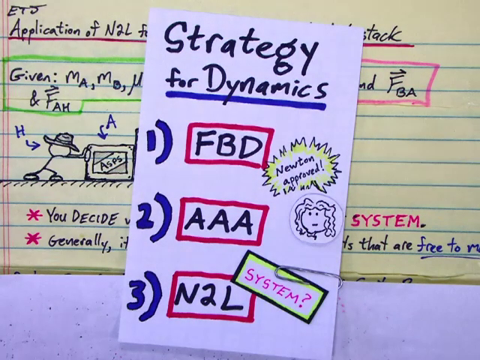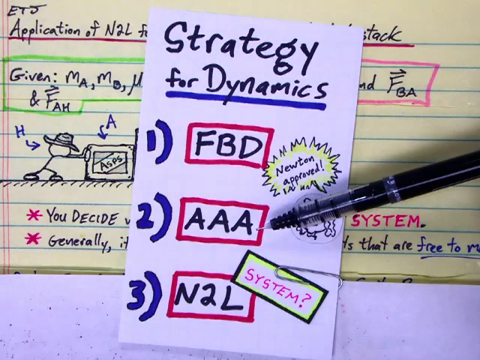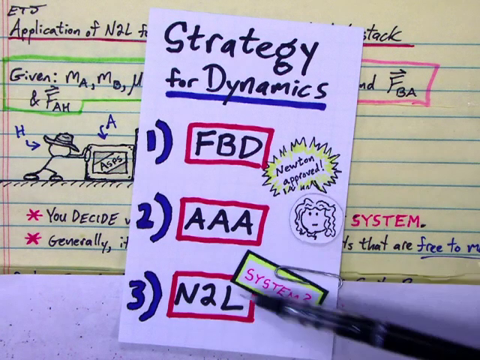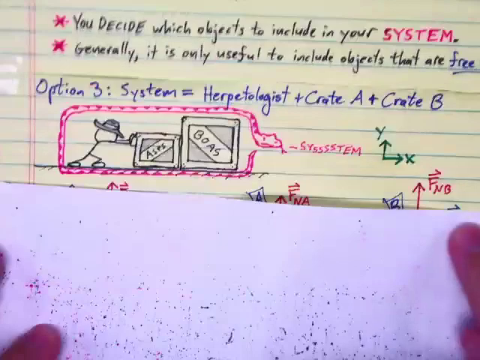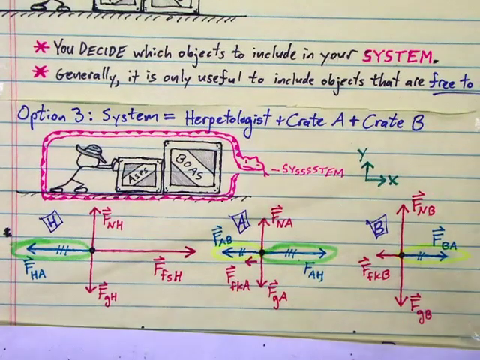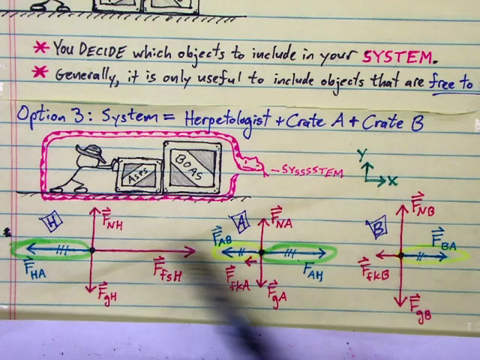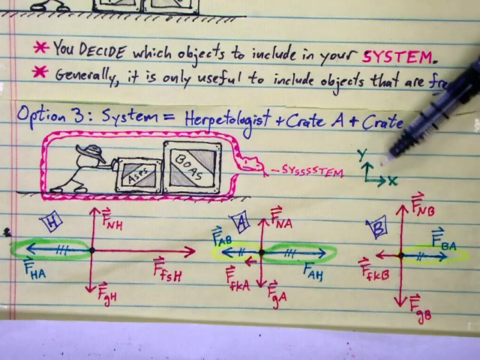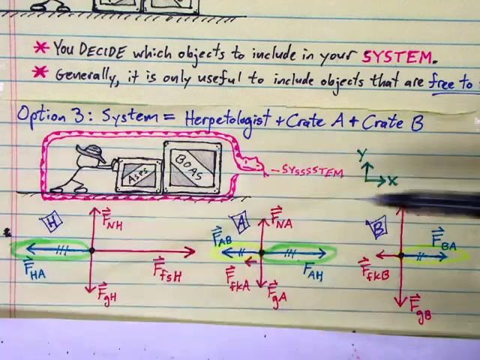We'll still start with a free-body diagram for each moving object, and we'll choose our axes, and then at that point, when it comes time to use Newton's second law, then we'll decide whether to define a system. So let's start with the FBDs. We've drawn these before. So for each moving object, the herpetologist, the crate, and the other crate, we've got the full set of free body diagrams. Triple A, there's our set of axes right there. We know that we're accelerating to the right, so we'll align our axes with that acceleration.